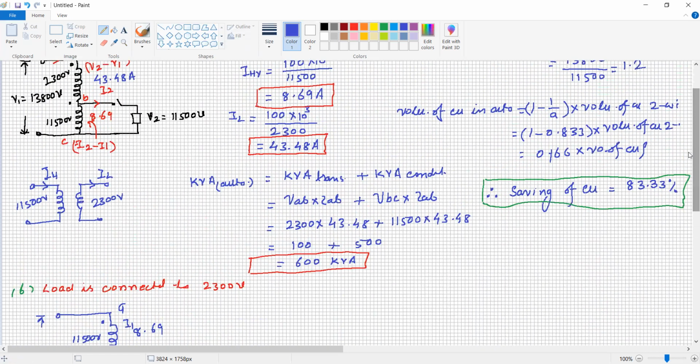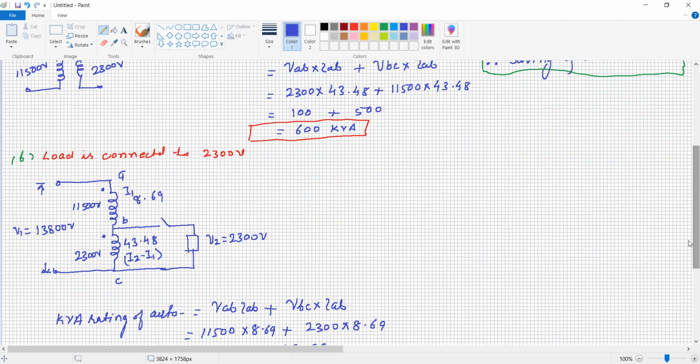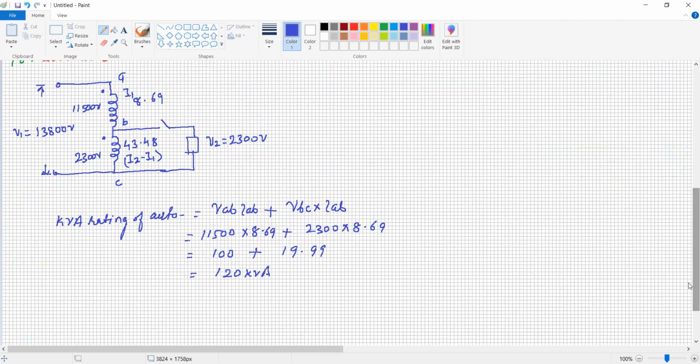Secondary voltage is 11.5 kV, and here the secondary voltage is 2.3 kV, isn't it? So if the ratio is smaller, the difference between the primary winding and the secondary winding is smaller, and the kVA rating also decreases. So here the kVA rating will be smaller. It means that if the ratio is near 50% or more, the kVA rating is going to increase. So this is the case.